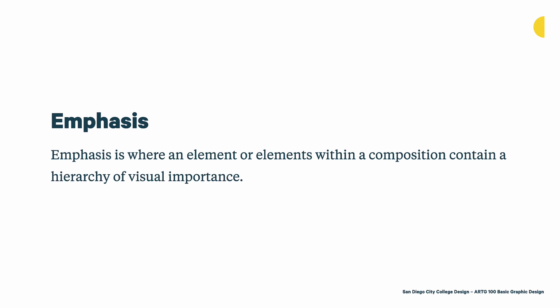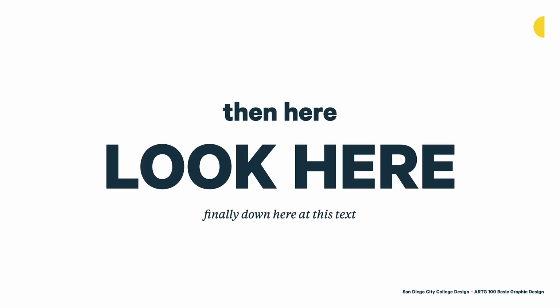Emphasis is where an element or elements within a composition contain a hierarchy of visual importance. So emphasis is related to scale. Oftentimes scale is the way that we create emphasis, like in this example here. Here's some simple typography, but by using scale, we're really allowing you to look at that middle line first, then the line above it, and then finally down at that smaller line at the bottom. And it's that combination of scale that really allows you to read this in the right order, very similar to that World Policy Journal example that we looked at.